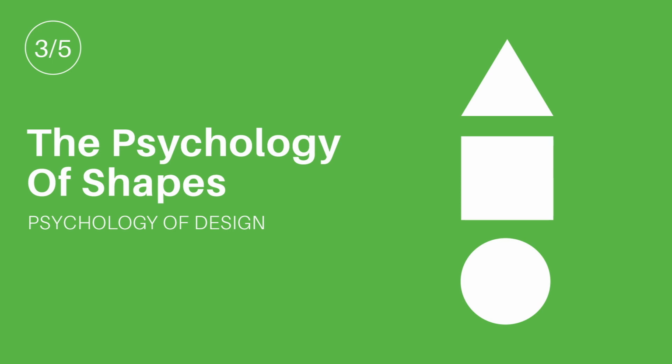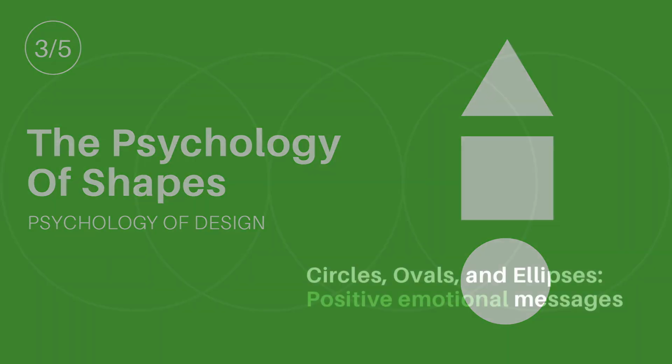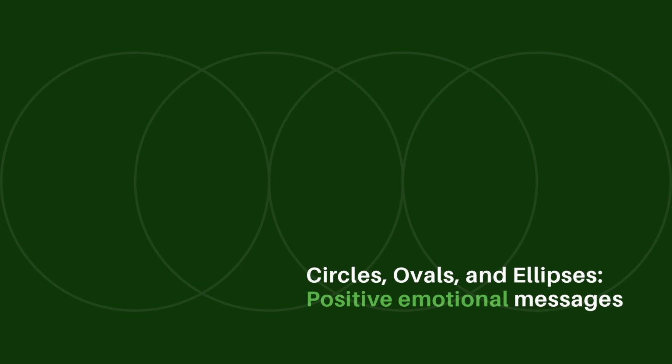So I have an entire video on the colour theory, so I'm not going to cover that today, but we are however going to look at shapes and the use of psychology in design. Now firstly, circles, ovals and ellipses have a positive emotional message that can be attached to community, friendship, love and relationships, as well as unity.